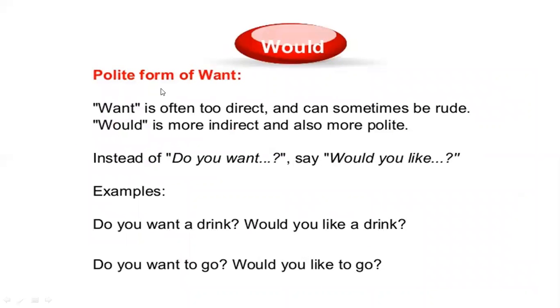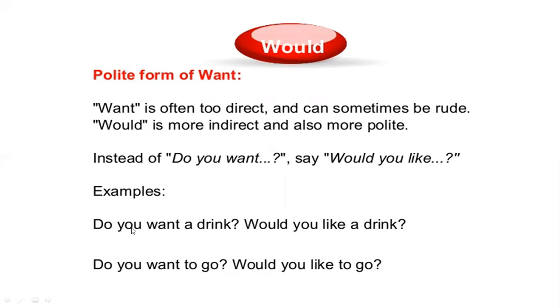Then would, the polite form of want. Want is often too direct and can sometimes be rude. So would is more indirect and also more polite. Instead of do you want, say would you like. Examples: Do you want a drink? Would you like a drink? Do you want to go? Would you like to go? So want is often too direct and can sometimes be rude, while would is more indirect and also more polite.